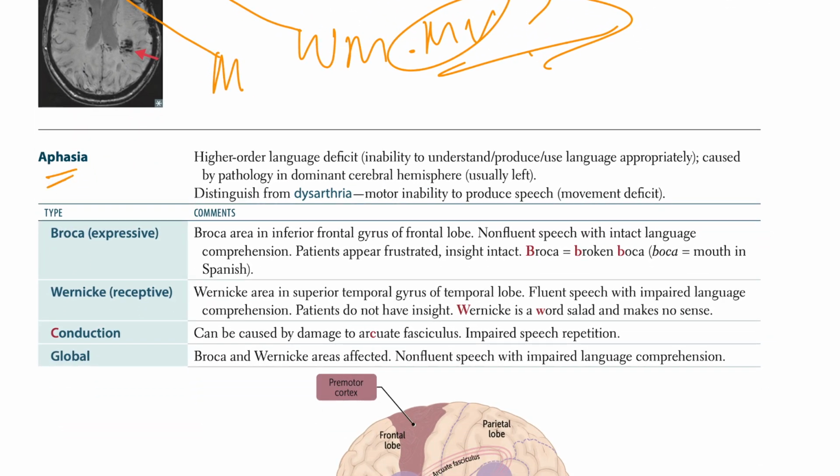What is aphasia? Aphasia is the higher order language deficit. Inability to understand, produce, or use language appropriately, caused by pathology in the dominant cerebral hemisphere, usually the left side. Distinguished from dysarthria, which is motor inability to produce speech. Again, dysarthria is a motor inability to produce speech, movement deficits.